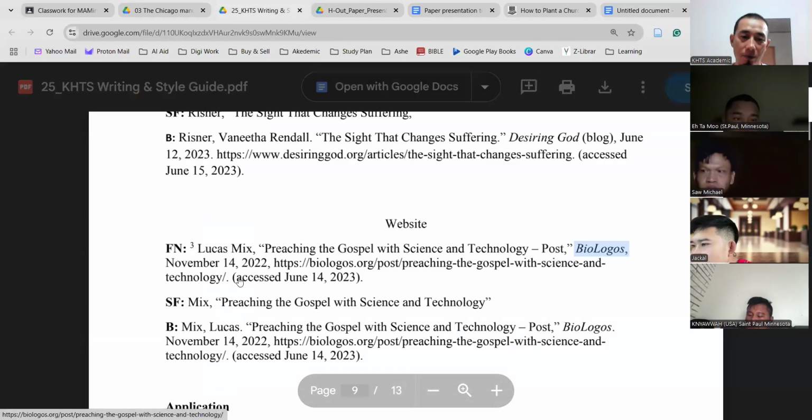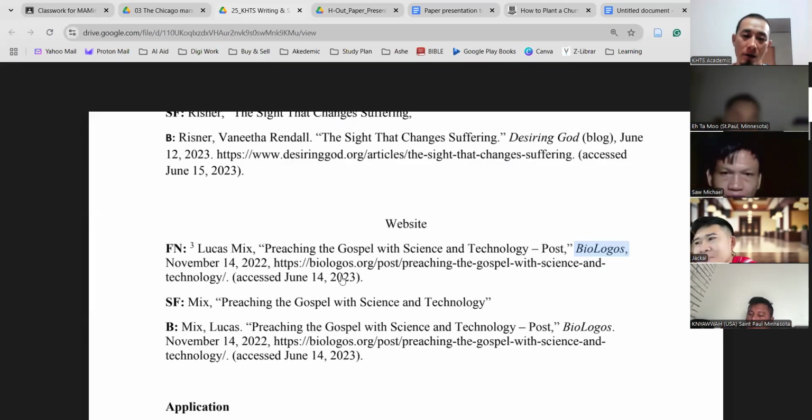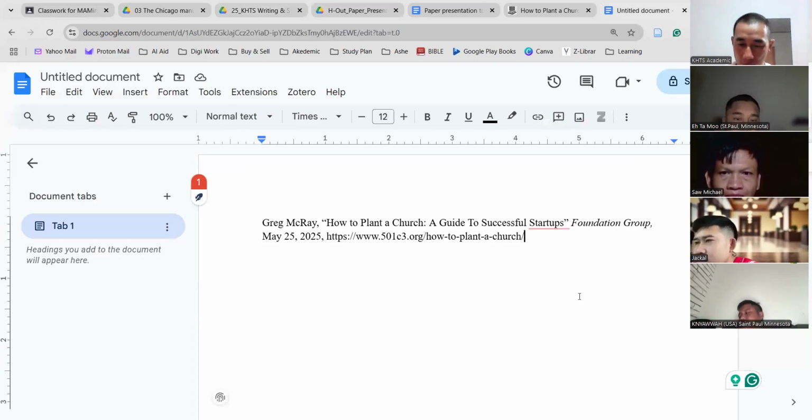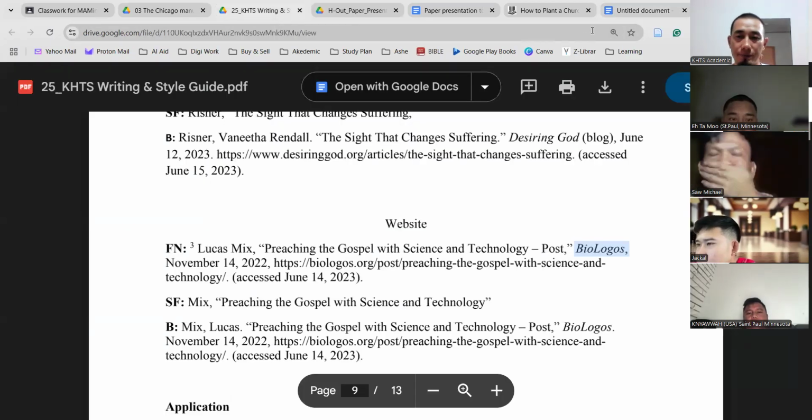It should be followed by the date of access. We are getting this information today. So we put a full stop here and double quote, accessed on, June 1, 2025. That is footnote.